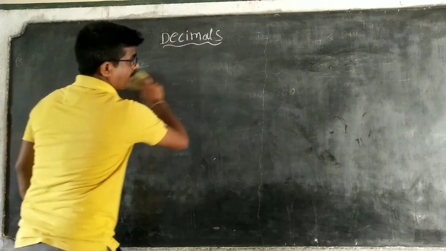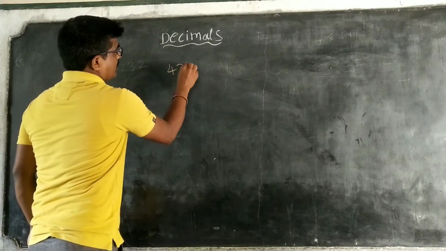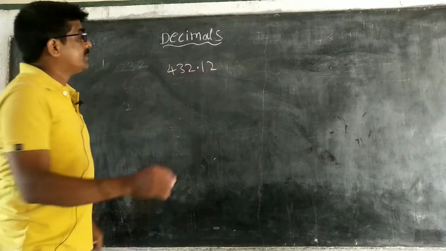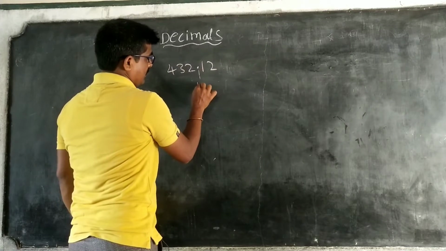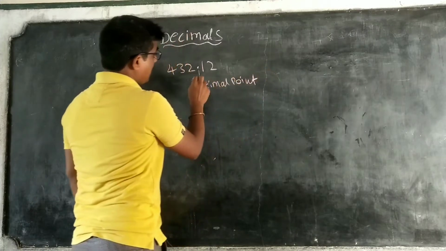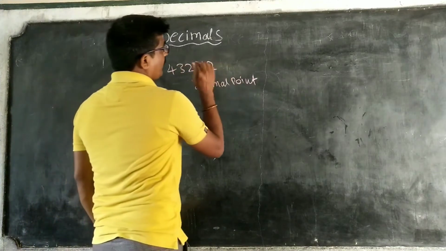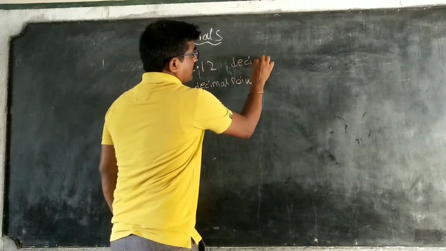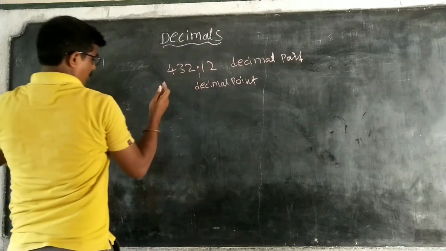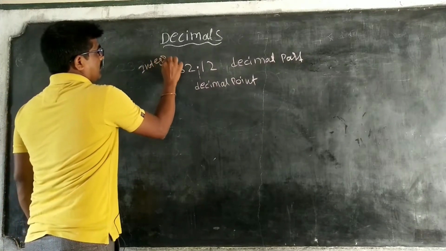Next, I am writing one number. Listen carefully. 432.12. 432 point 12. This point is called the decimal point. After the point we have the decimal part. Before it, on the left side, is the integral part.